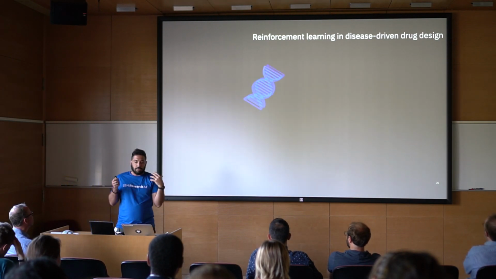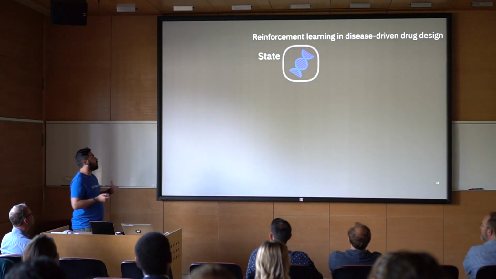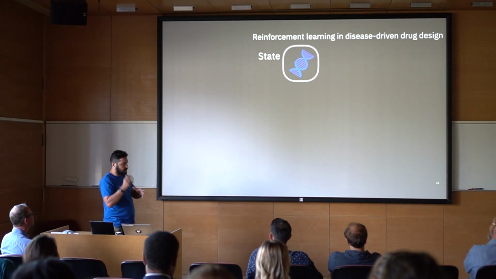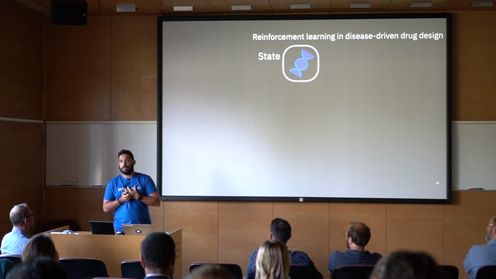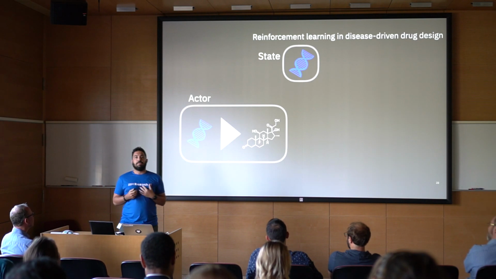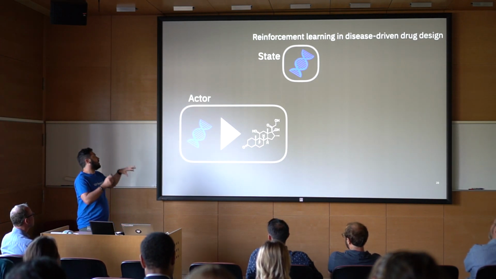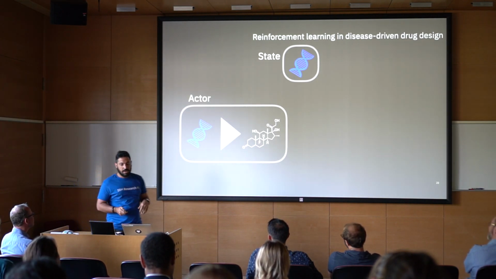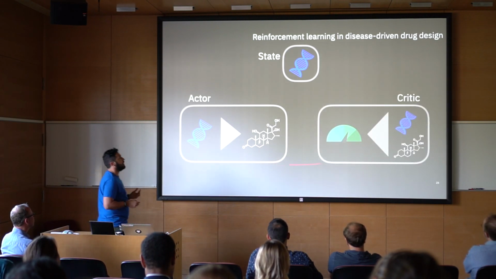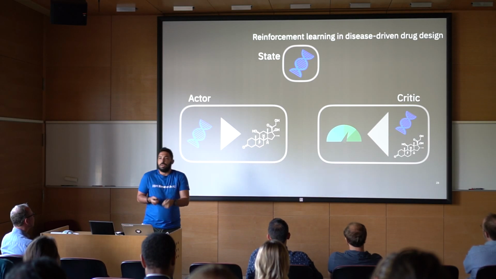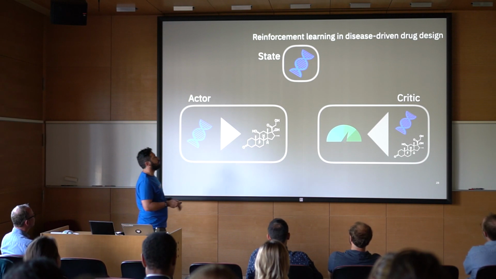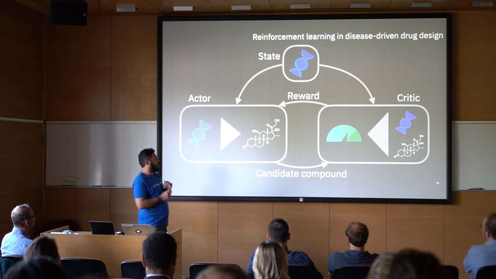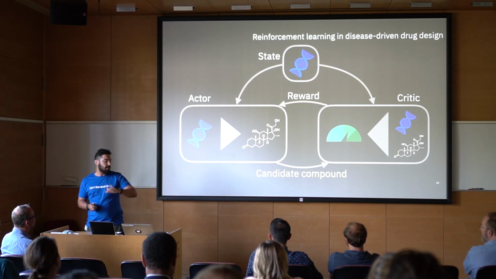So the first thing is that we wanted to formulate the problem in a reinforcement learning framework, and basically we have a state, that is the biomolecular profile. We have our actor that is trying to generate drugs given this biomolecular profile, and then we would like to have a critic that is basically considering the state and the candidate compounds to give a reward that is proportional to the property that we want to optimize. So basically, this is a very basic actor-critic framework.